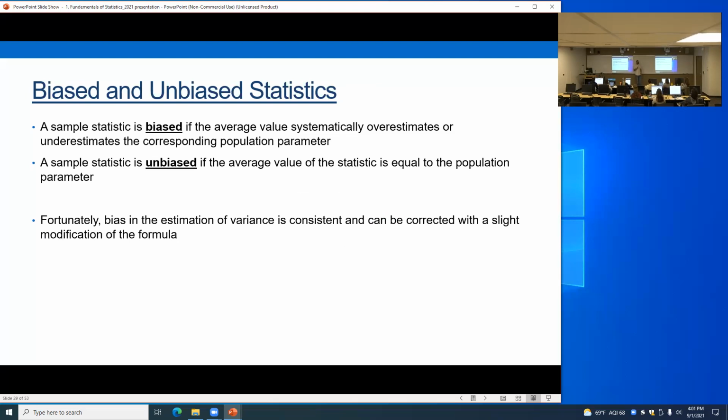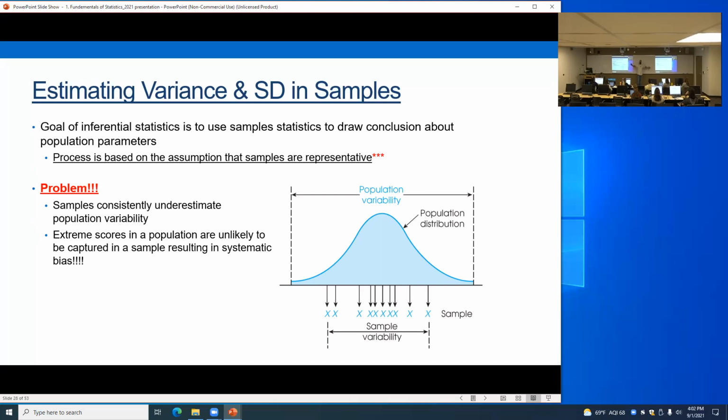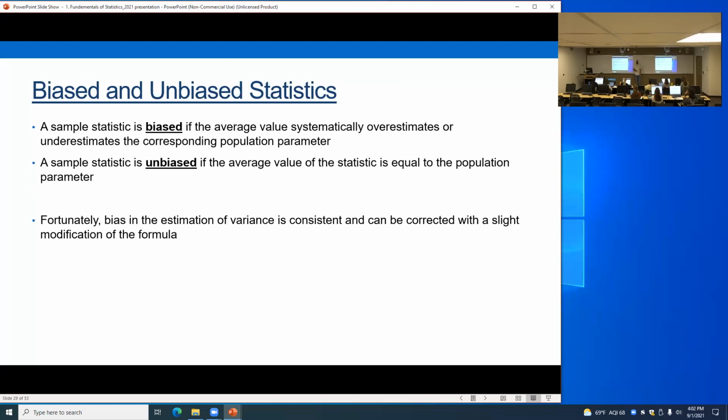And so what we end up with is a biased statistic. A biased statistic is a statistic where our average value is going to systematically overestimate or underestimate the corresponding population parameter. The mean is an unbiased statistic. Even though I'm not catching the extremes, I'm probably equally not catching the super tall people as the super small people, and so my mean is still fine. I don't have to make any adjustment. My variability can be underestimated because I'm not catching those extreme samples. So my sample statistic is biased if the average value is not equal to my population parameter. The variability I'm calculating for my sample, if I'm using the population formula, is going to be systematically smaller than what I'm actually looking for. And that's a problem. Okay.